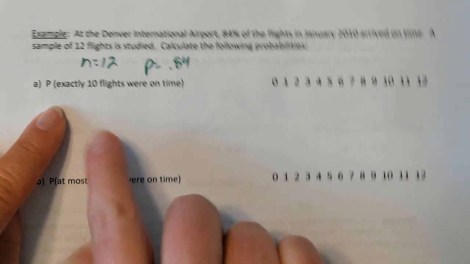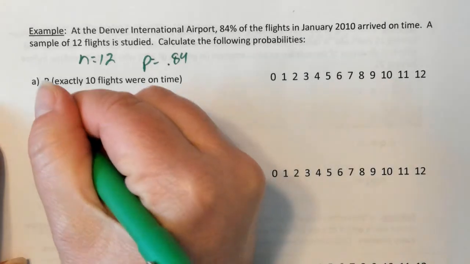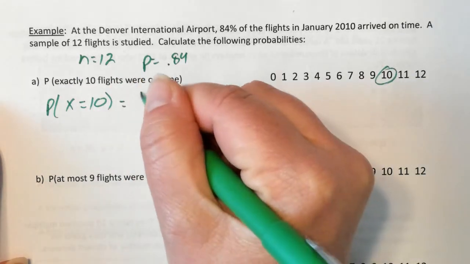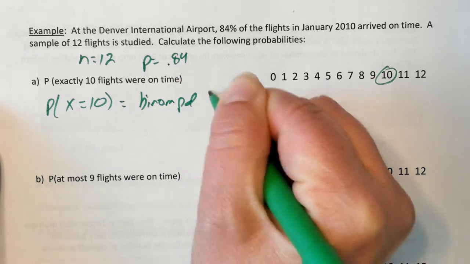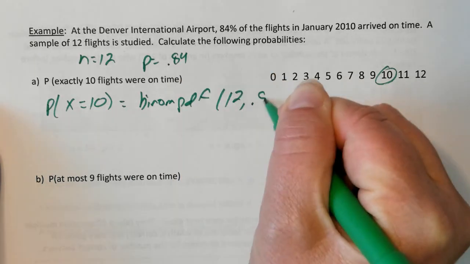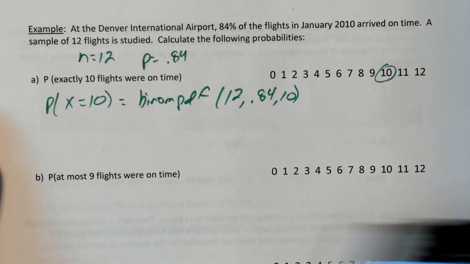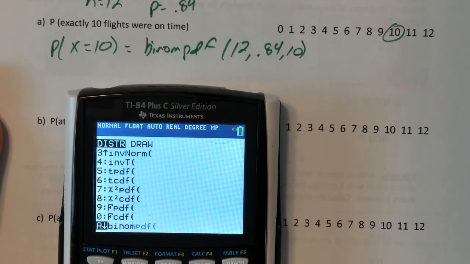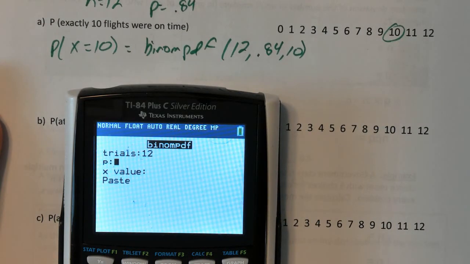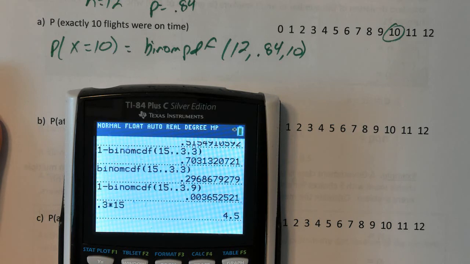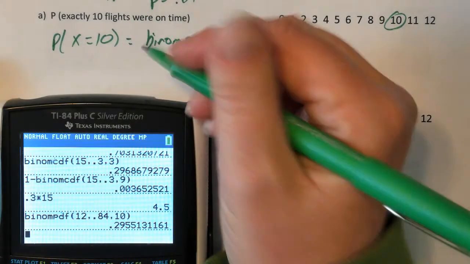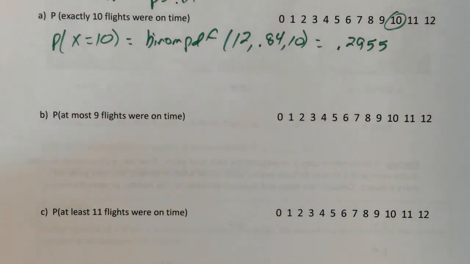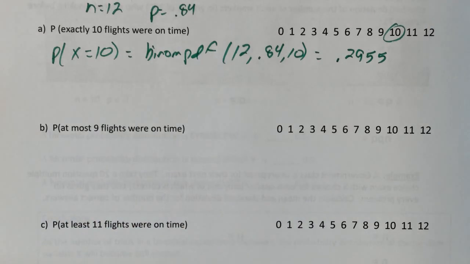So notice how they wrote this here. Probability of exactly 10 are on time. Probability of X equals 10. Since it's a specific number, that's binompdf, 12, 0.84, 10. You can type that in. 12, 0.84, 10, and we get 0.2955. So there's about a 30% chance that exactly 10 are going to be on time.